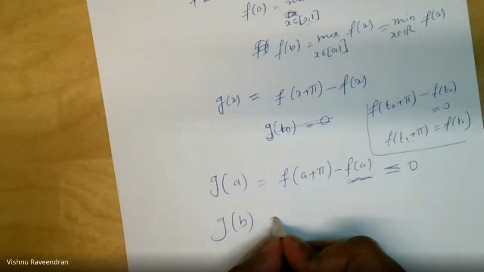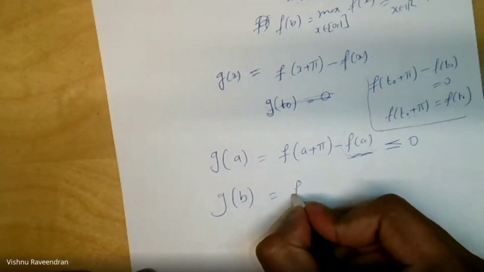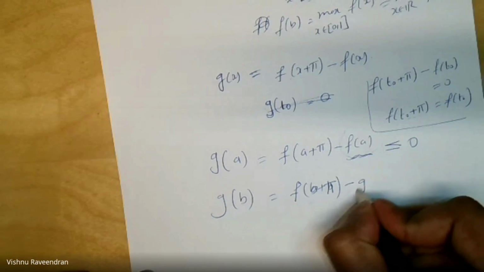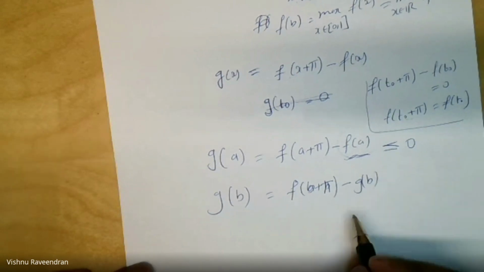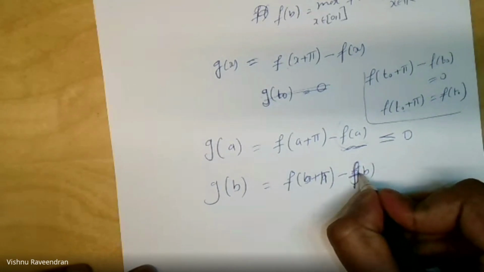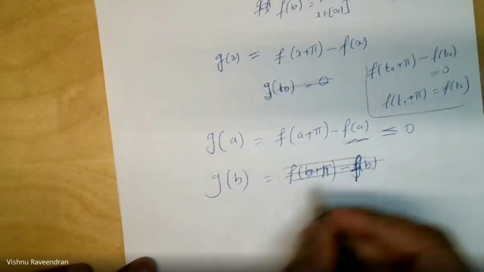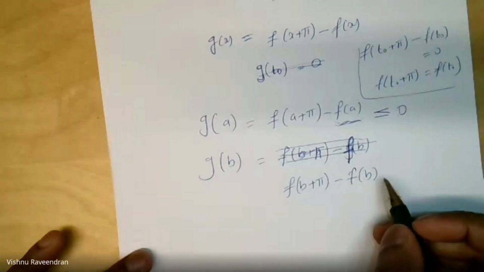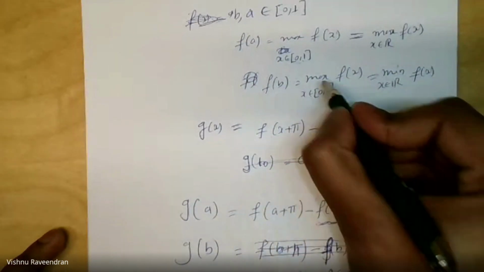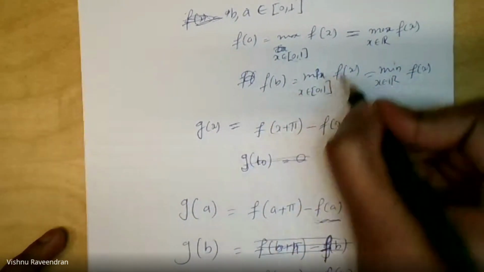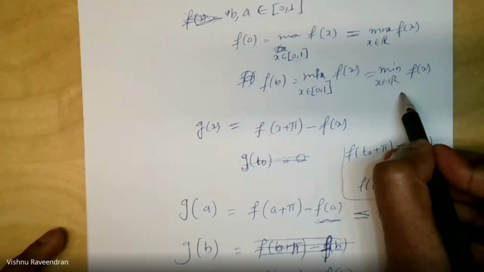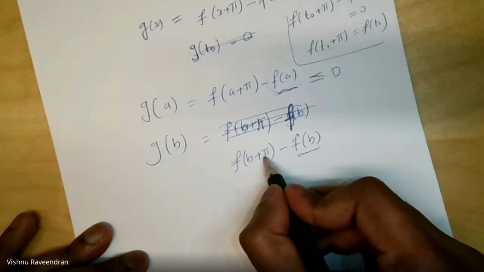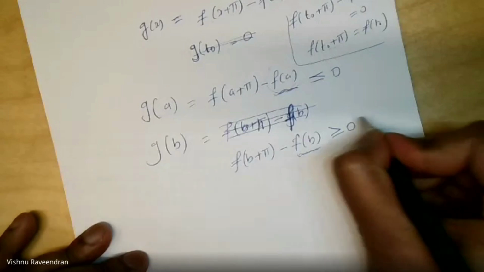Similarly, if we check what is g of b, it will be f of b plus pi minus f of b. Okay, I'll write it nicely. We know this f of b is the minimum of f of x over all of R. So f of b is the smallest number. So f of b plus pi minus f of b will be greater than or equal to 0.